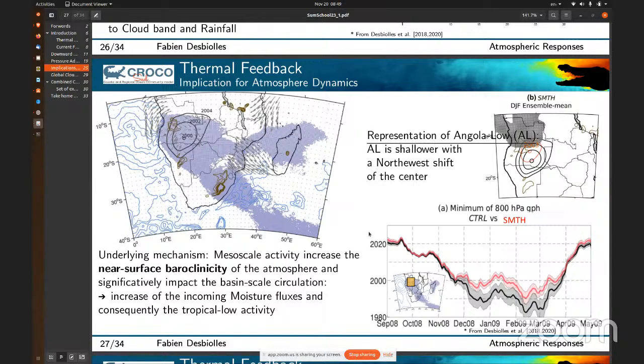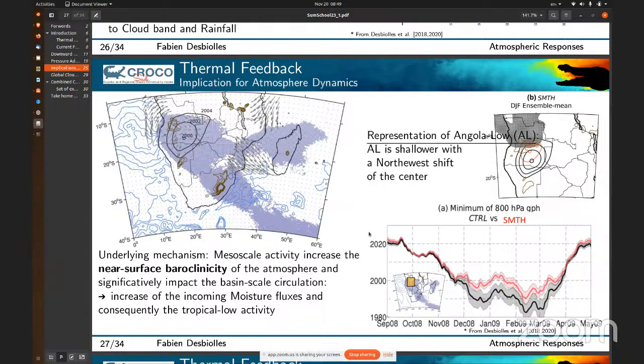Let's see what is happening with the model that sees only large-scale SST variability. And here I show you actually the Angola low. So black contour, our control run. Orange one, this is actually the one forced by only large-scale SST. And we see that the Angola low, the black line here, is deeper in the core of the summer if the atmosphere sees the full spectrum of SST.